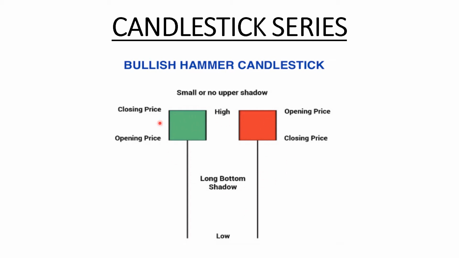It is called a hammer when it is formed after a downtrend, and it is known as a hanging man when it is formed after an uptrend. I'll show you some examples of it in a couple of times. So just understand how to identify these kinds of candles. You need to see two things. One, it should have a long wick at the downside and it should not have any wick or a very small wick on the upside. And the color of the candles does not matter.